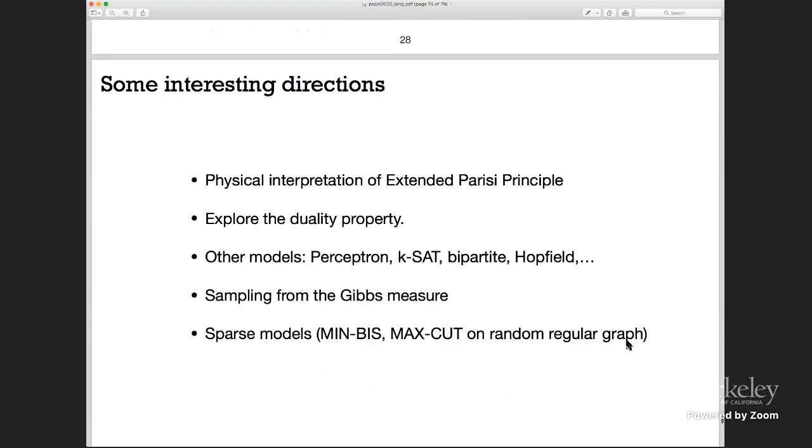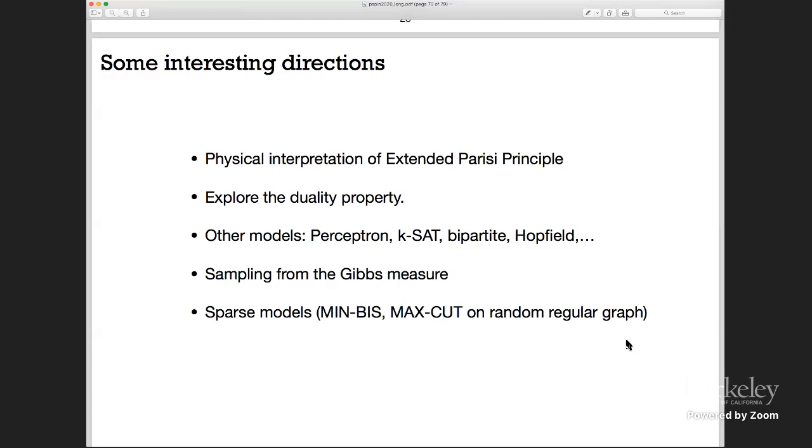And so some interesting directions after this is to try to get a physical interpretation of this extended variational principle. For now, we do not understand what this extended principle corresponds to in terms of properties of the landscape of the random energy function. And it would be interesting to try to understand, in particular, this minimizer gamma that is non-monotone, what's its interpretation? We do not know. So exploring this duality property and then considering other models beyond the P-spin model or the SK model, such as perceptron, K-SAT, et cetera.